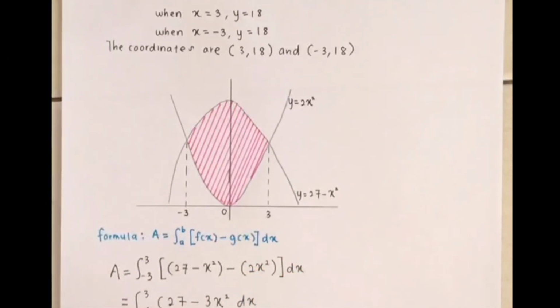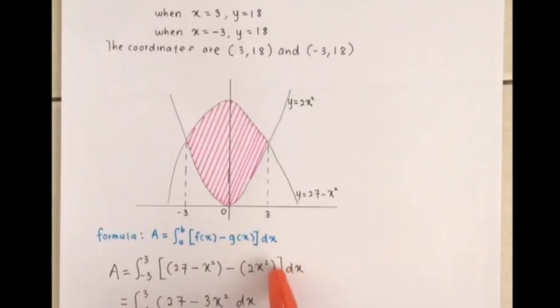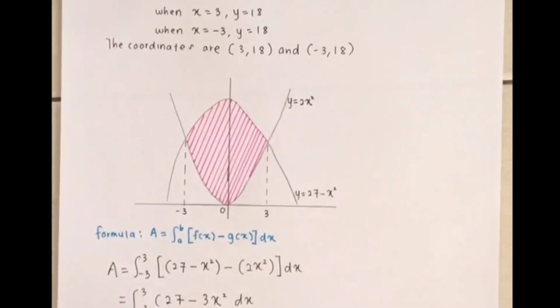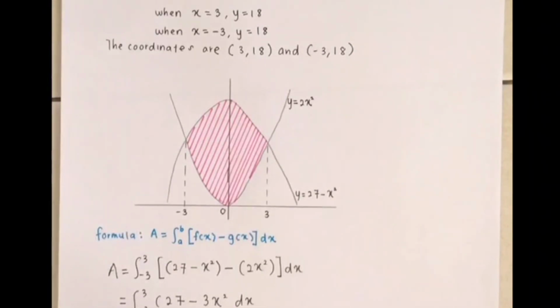First, solve the expression in the square bracket. So we get 27 minus 3x squared. Next, integrate and we get 27x minus x to the power of 3. And then substitute the limit values in x and we get the answer 108 unit squared.